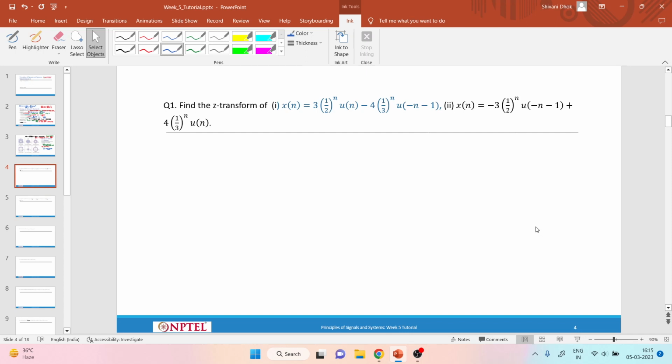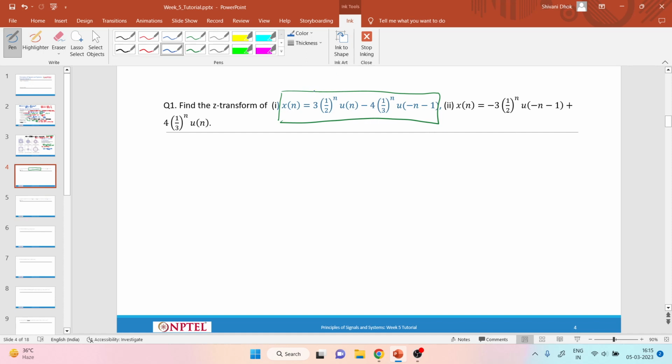If there are no questions, let us start looking at the questions that we are going to solve today. So the first question that we are going to look at is, we need to find the Z transform of this signal, that is x of n is equal to 3 into 1 by 2 power n u of n minus 4 into 1 by 3 power n u of minus n minus 1.